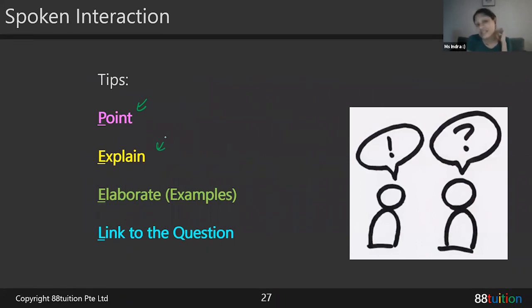So for example, what's your favorite food? My favorite food is chicken rice, right? So I have to explain why I like chicken rice. I like the rice because it's soft. I like the chicken because it's tender. And maybe I like the soup because it's fragrant, for example. So this is explaining, right? And then you give an example of when maybe you had chicken rice, right? The first time you had chicken rice, for example.